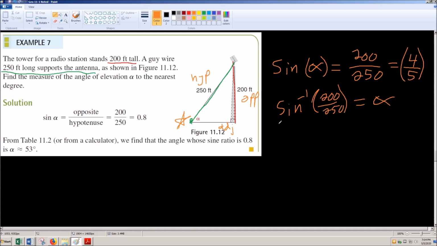So to the nearest degree, my alpha value is approximately 53. My final answer here would be 53 degrees if I'm rounding to the nearest degree. So again, just taking the concept of having that sine ratio and using my opposite side that I know and my hypotenuse that I know to solve for this distance here. Or excuse me, the angle here, not the distance.